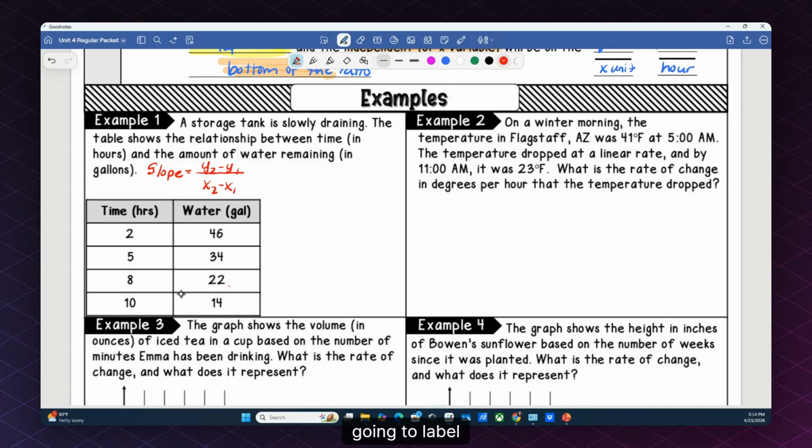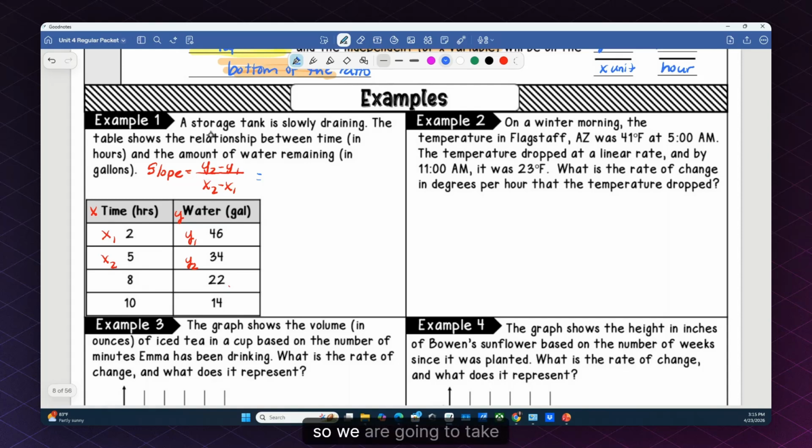We're going to label everything. My time is x, and my water is y. This is an x value and this is a y value. This is the first pair we came to, so I'm just going to label those 1. This is an x value and this is a y value. It's the second ones we came to, so I'm going to call those 2. That's the whole mystery of how those numbers are assigned: it's just the first one I came to and the second one I came to.